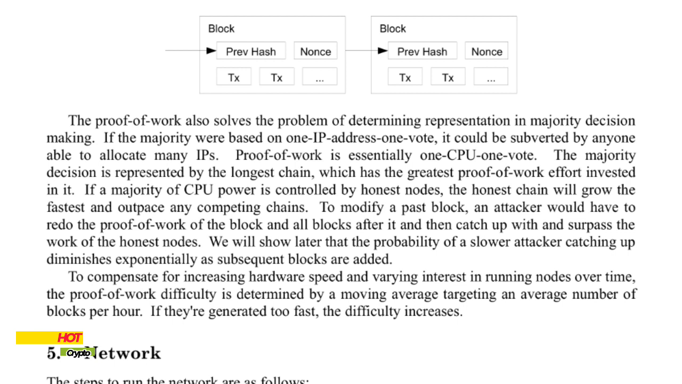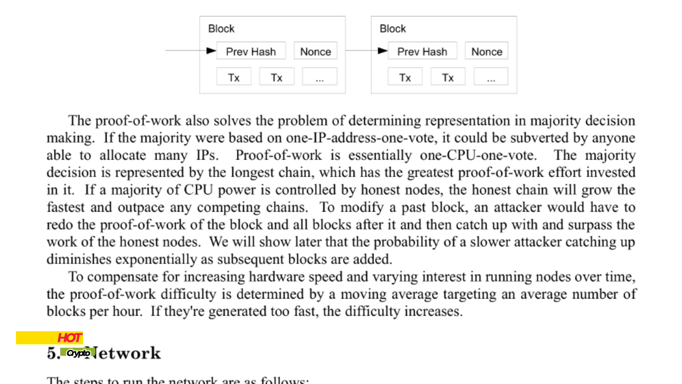The proof of work also solves the problem of determining representation in majority decision making. If the majority were based on one IP address, one vote, it could be subverted by anyone able to allocate many IPs. Proof of work is essentially one CPU, one vote. The majority decision is represented by the longest chain, which has the greatest proof of work effort invested in it.